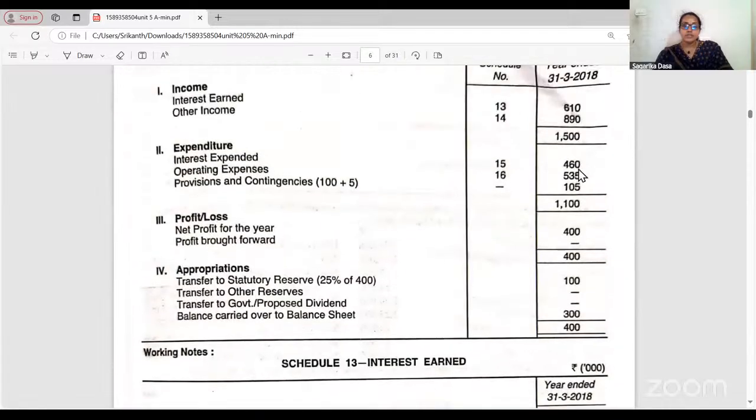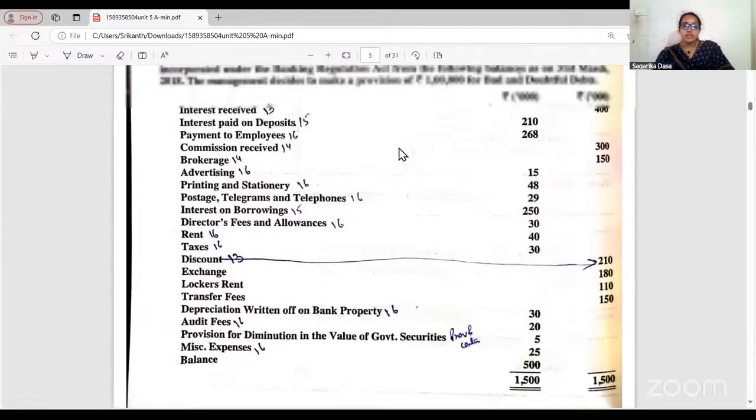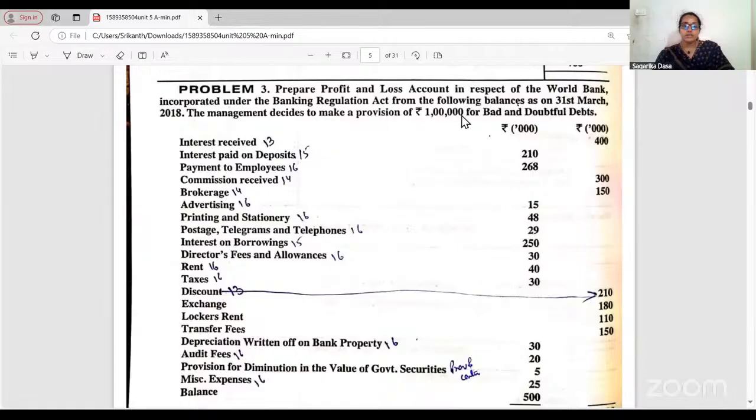So 15 is 460, 16 is 535. Then we have provisions and contingencies. If you see the question, we have two provisions. One provision is 1 lakh for bad debts, because we are eliminating 3 zeros. So 1 lakh, if we eliminate the 3 zeros, we will get 100. So the provision for bad debts we have is 100.